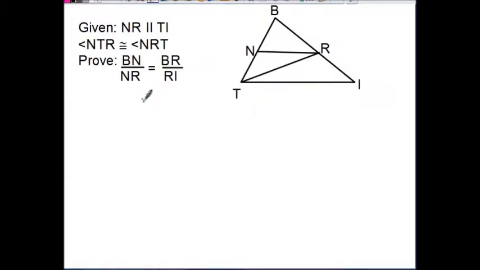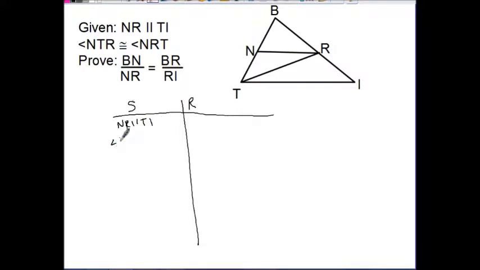For our last example, we have a proof. So here we go. We're going to start off with our statements and our reasons. Knowing that we have NR is parallel to TI, and angle NTR is congruent to angle NRT. That's what's given to us. Let's put in our markings. We have parallel lines, and NTR is congruent to NRT.